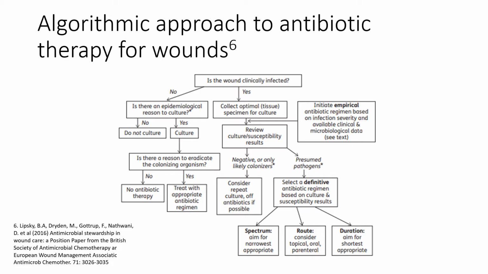So following this, if you had a wound that was clinically infected, you would collect your tissue sample or your wound swab. You would start them on some empirical antibiotics based on your local protocols. You'd then review that culture. It may be that it's colonized, in which case it's not affecting wound healing, or you've got a defined result, which you then would use to identify which antibiotic is appropriate for which pathogen.